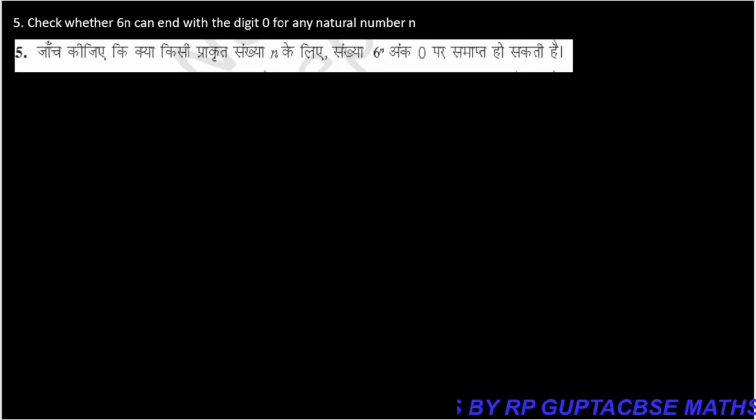So children, let me tell you one thing. It is mentioned here 6 to the power n. You can write it like this: 2 into 3 to the power n. Now see, they're saying if any number ends with 0.